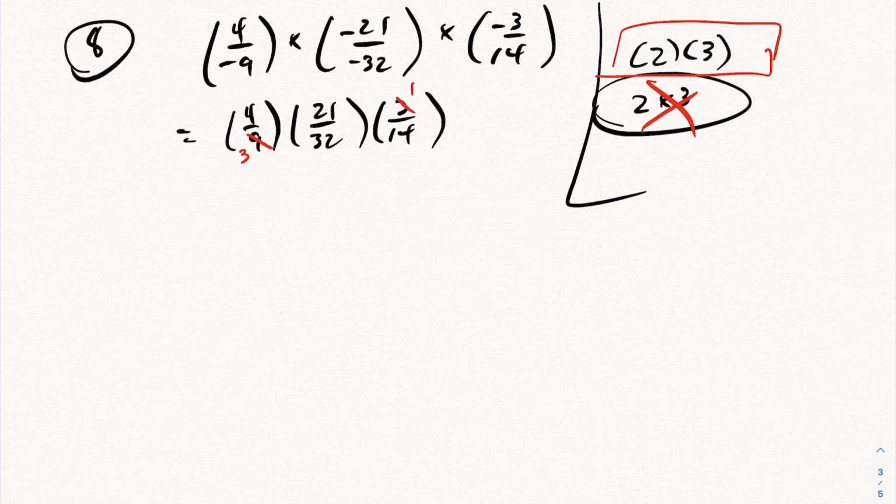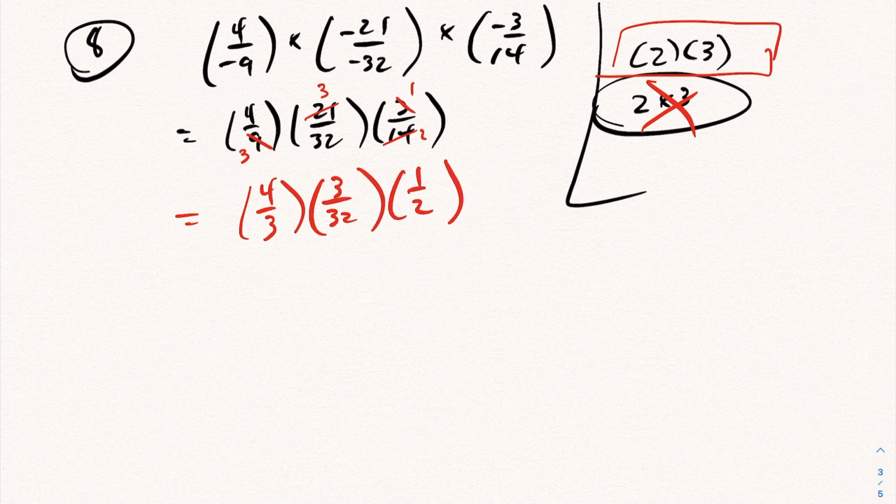I also have simplification between the 21 and the 14. I can divide top and bottom by 7, reducing to a 3. Top and bottom by 7, the 14 divided by 7 reduces to a 2. Now I'm gonna write this back down and kind of see where we're at. There is more to simplify, but I think it's a lot easier if you kind of write down where you've gotten here. Now I'm left with this, and we can see I have more simplification going on here.